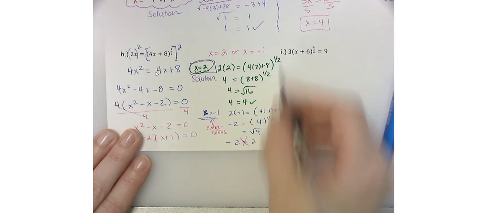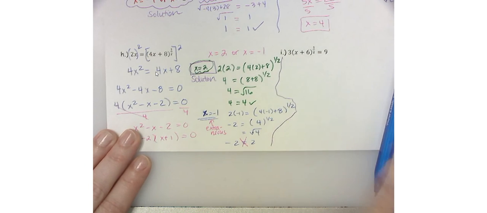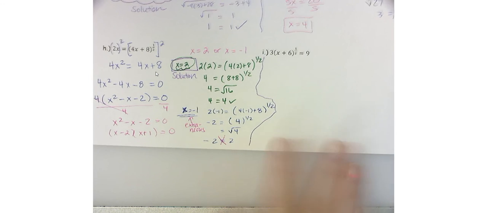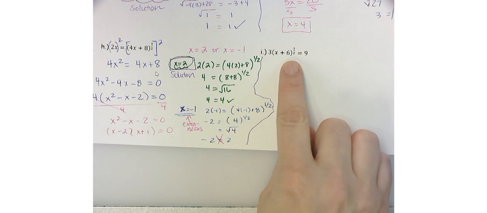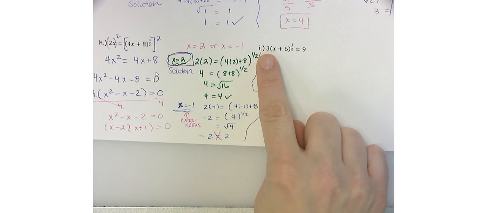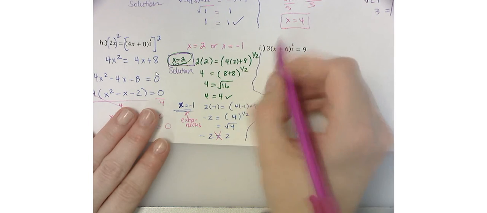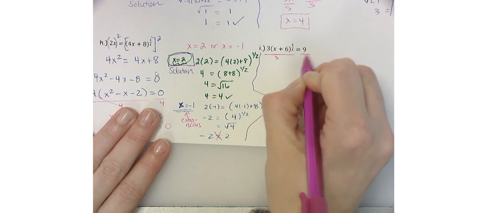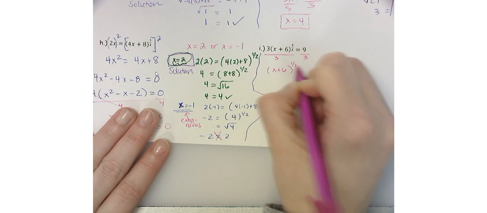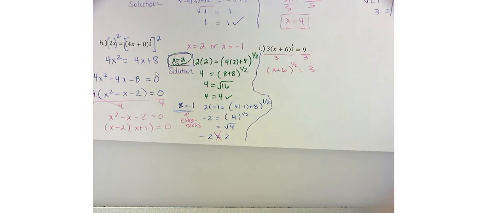And then we're going to check and make sure that that works. So I have 3 plus 6 to the 1/2 equals 9. 3 plus 6 is going to be 9 to the 1/2, or the square root of 9, which is 3 times 3, and yep, that does equal 9. Okay, so this is our solution.